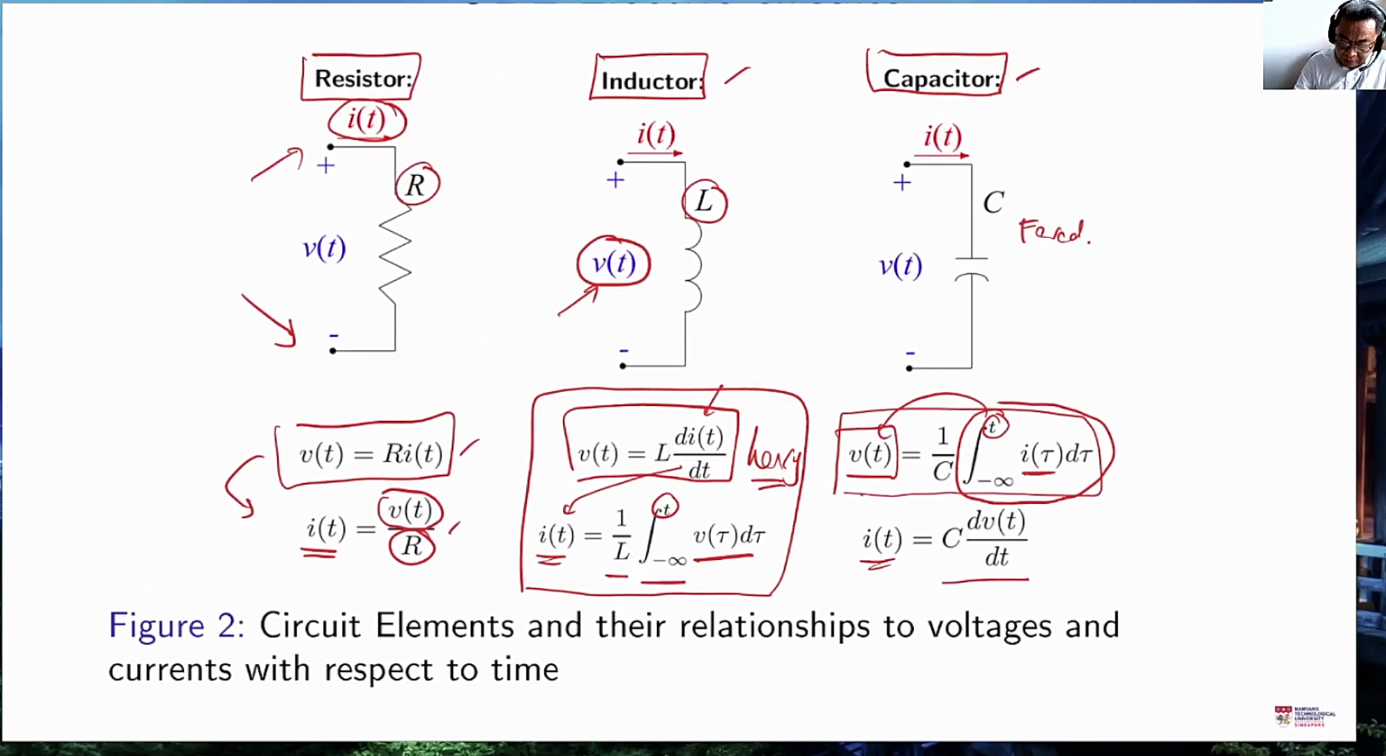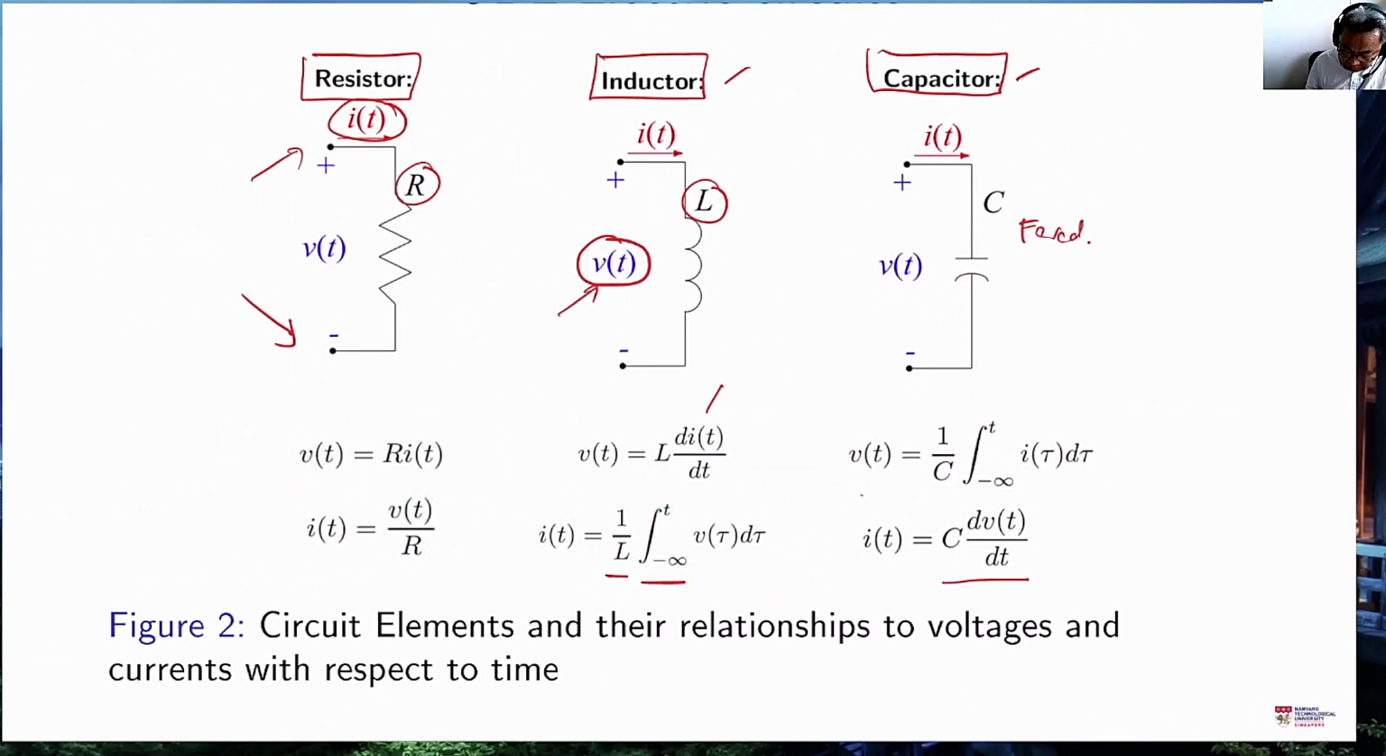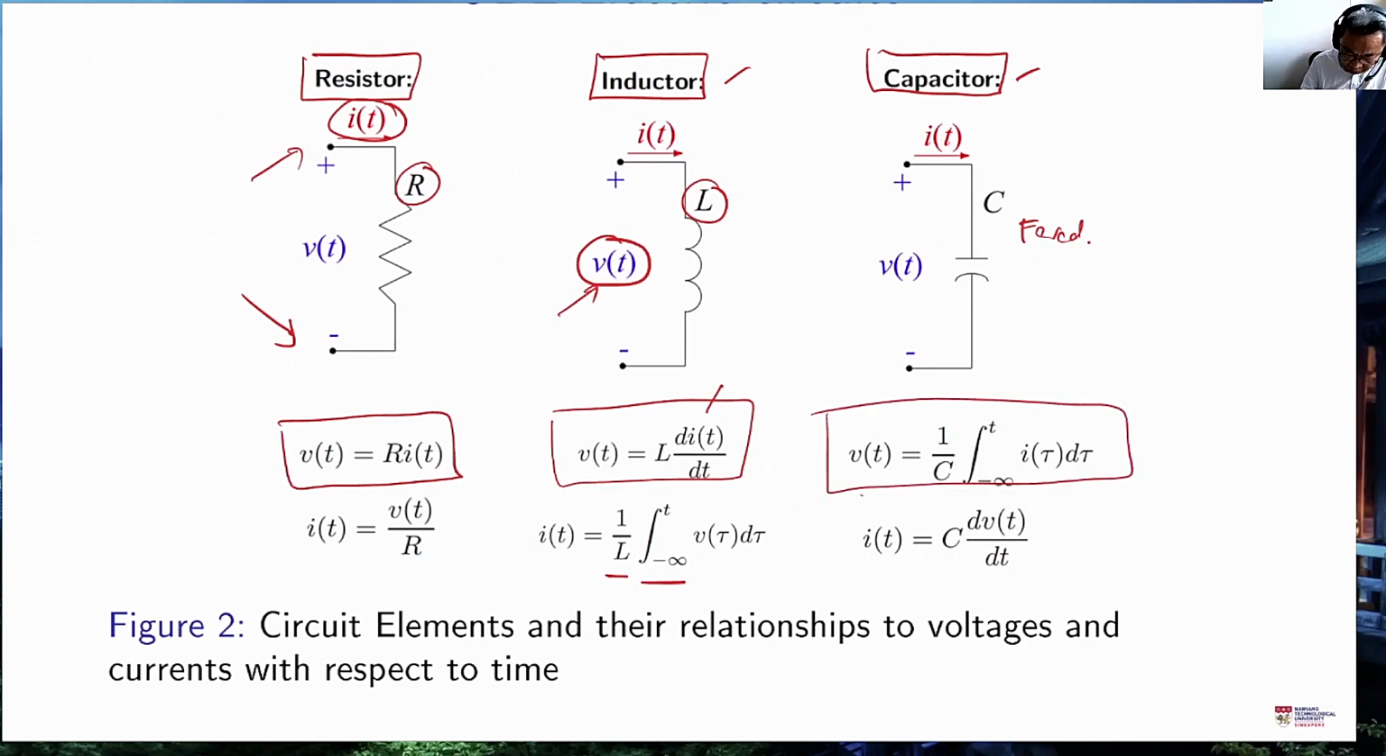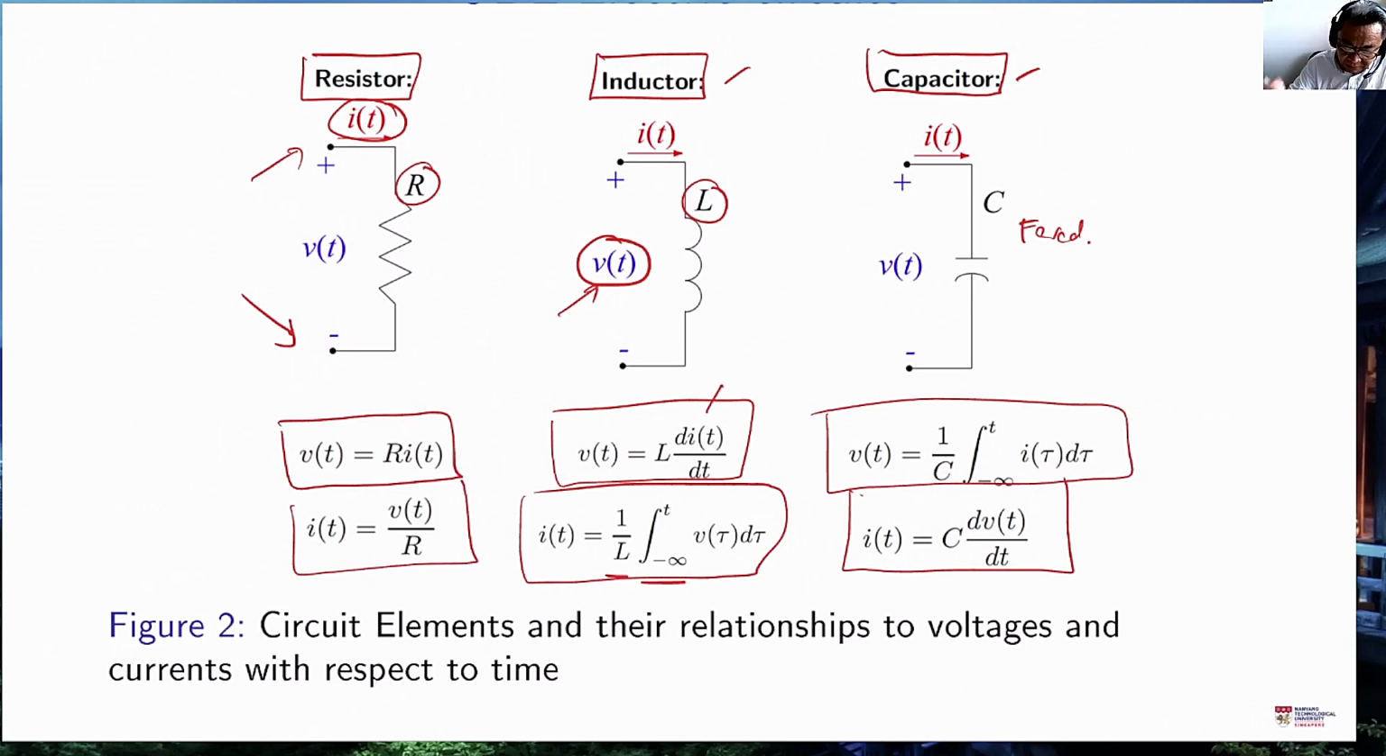So with these 6 expressions of voltage and current across the 3 devices, resistor, capacitor, and inductor, we can actually form differential equations. Let's see them in the next slide.